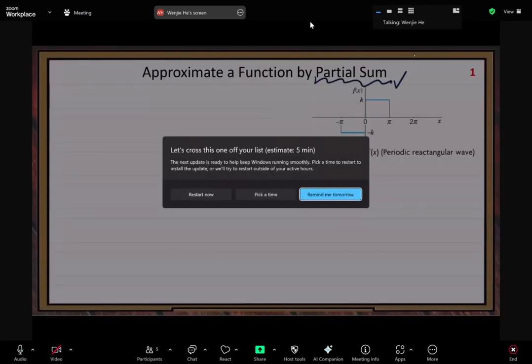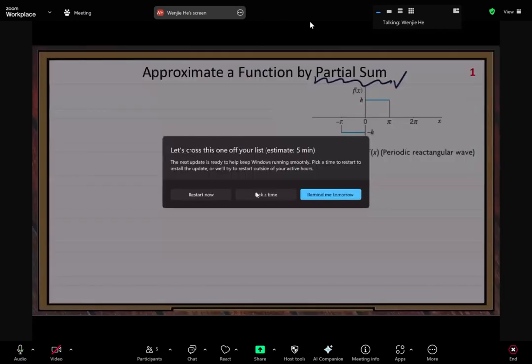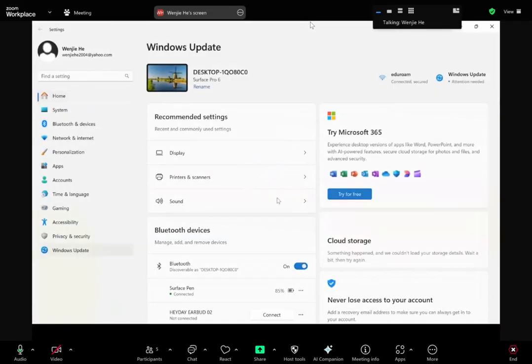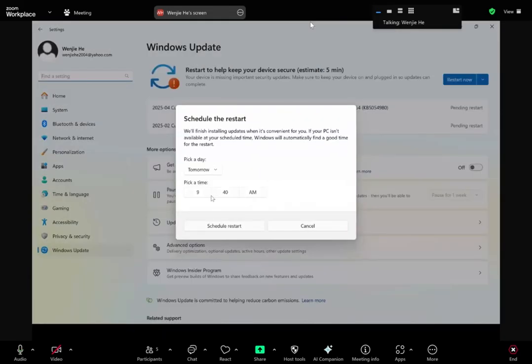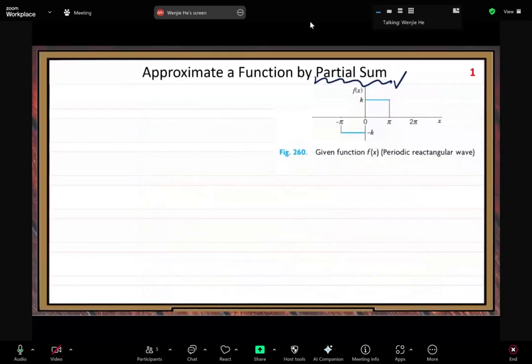Oh, pick a time. Remind me tomorrow. Let me say this. Remind me tomorrow. Let's pick a time, because I need to select a time. That's bad. Let me select a very late time. It's quite annoying. Every time I need to do this.